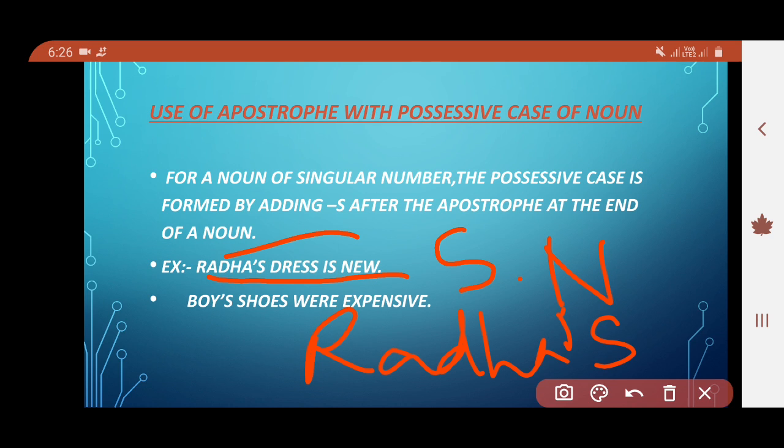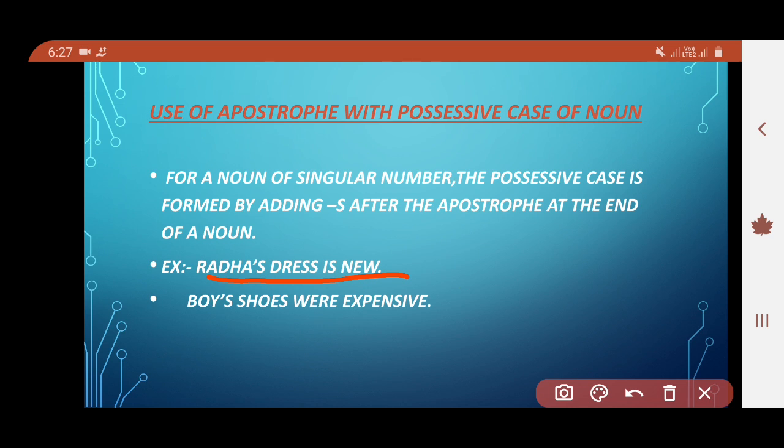Radha's dress is new. Here it is a singular noun and we have to put an apostrophe at the end of the noun. We have to add an s after the apostrophe, so first of all we use the apostrophe, then after that we write an s at the end of the noun, that is Radha. By doing this the sentence becomes a possessive one and it shows the possessiveness of a dress which is new. So, Radha's dress is new.